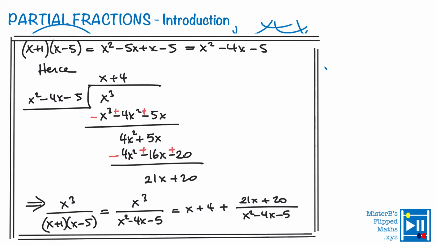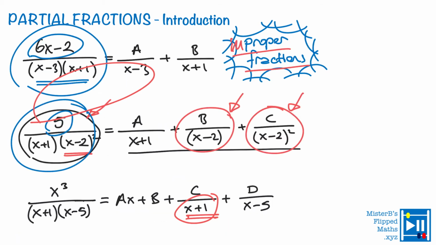Let's see. Now, you can see here that when you do the division, you end up with x plus 4, an expression without denominator. So this is not a fraction here. That is why we have to include ax plus b here.